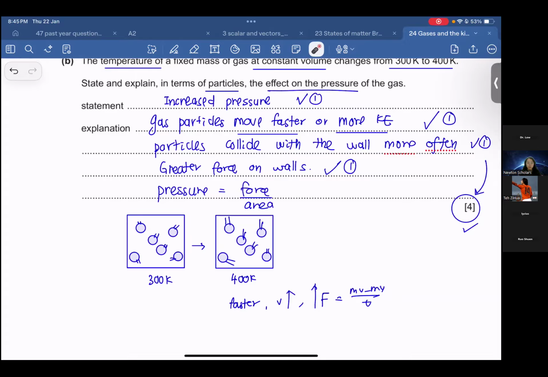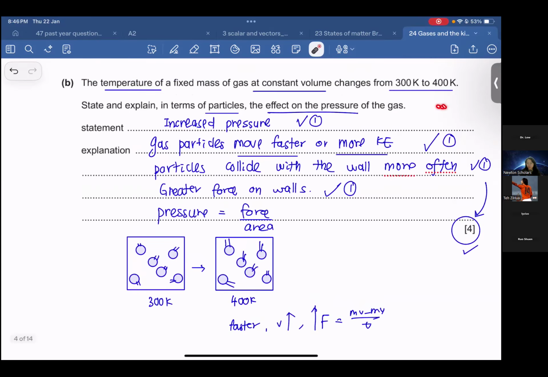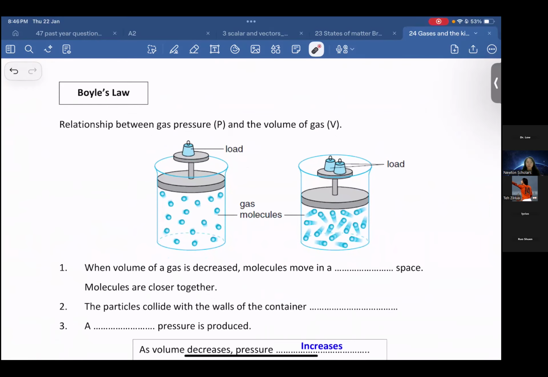Okay, then we go to your page number 5. So this question is related to temperature. Next, what we need to learn in this subtopic is called Boyle's law. This one is important. Okay, in your IGCSE it is quite important. Boyle's law actually relates pressure and volume.